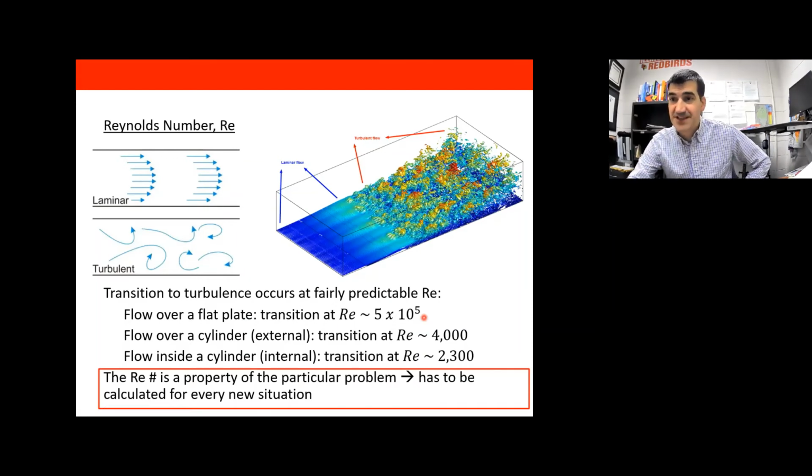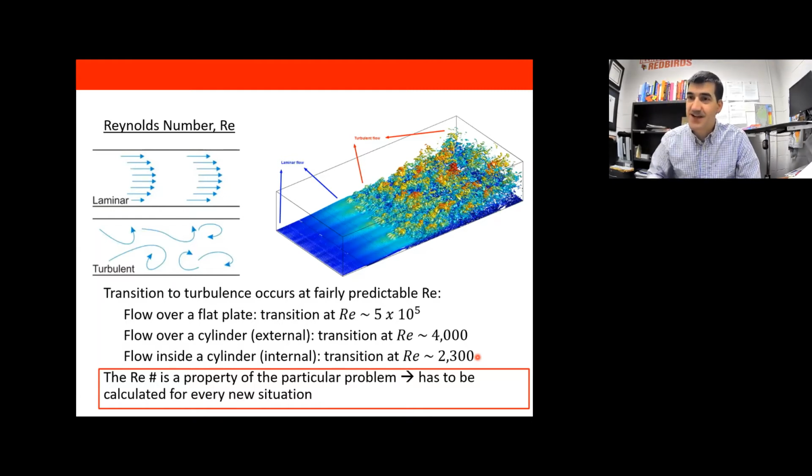Likewise, it's pretty reliable that if your Reynolds number for a flow over the outside of a cylinder exceeds about 4,000, then you're going to transition from laminar to turbulent flow. And analogously, if you have fluid flowing inside of a pipe or inside of a cylinder, then it transitions from laminar to turbulent at a Reynolds number of about 2,300.